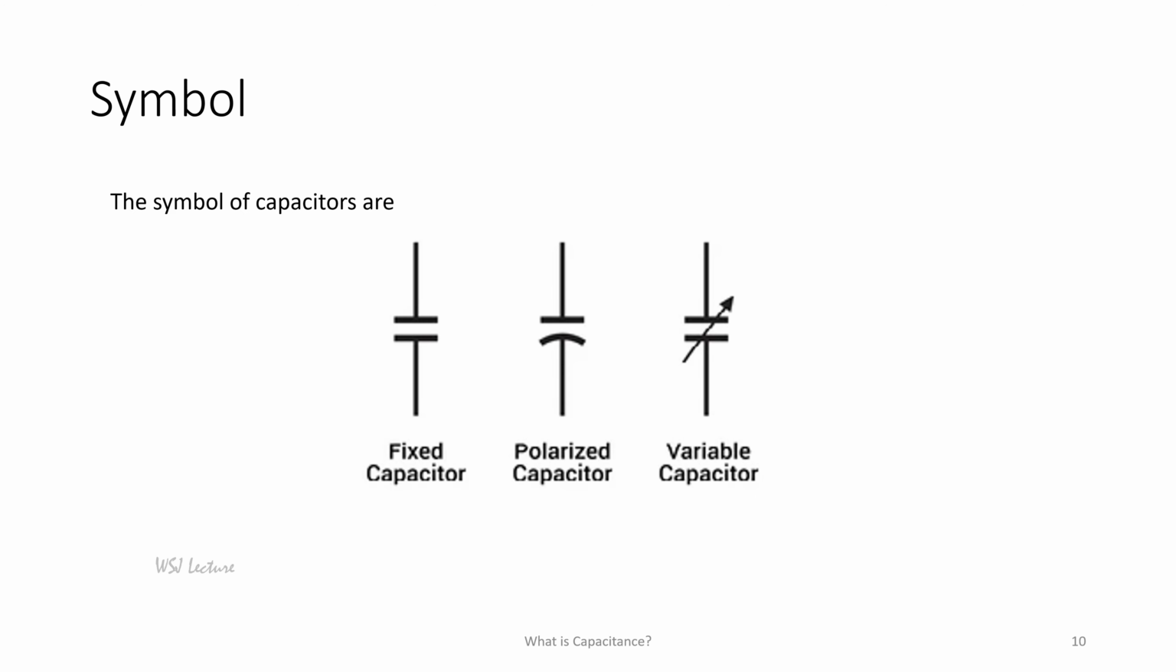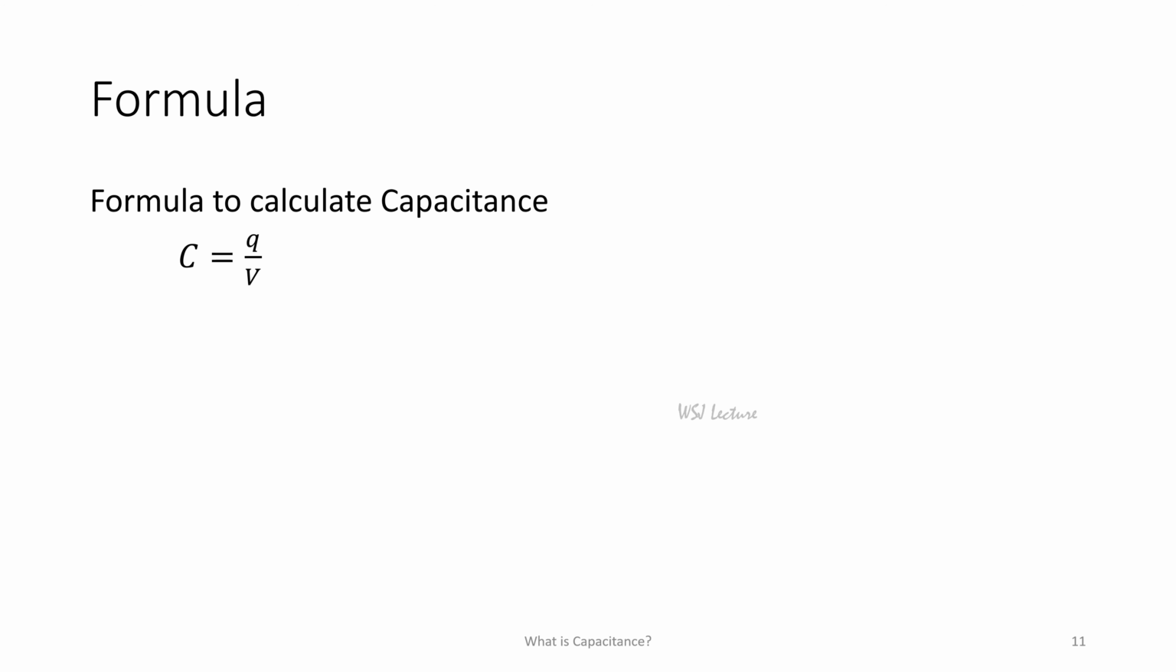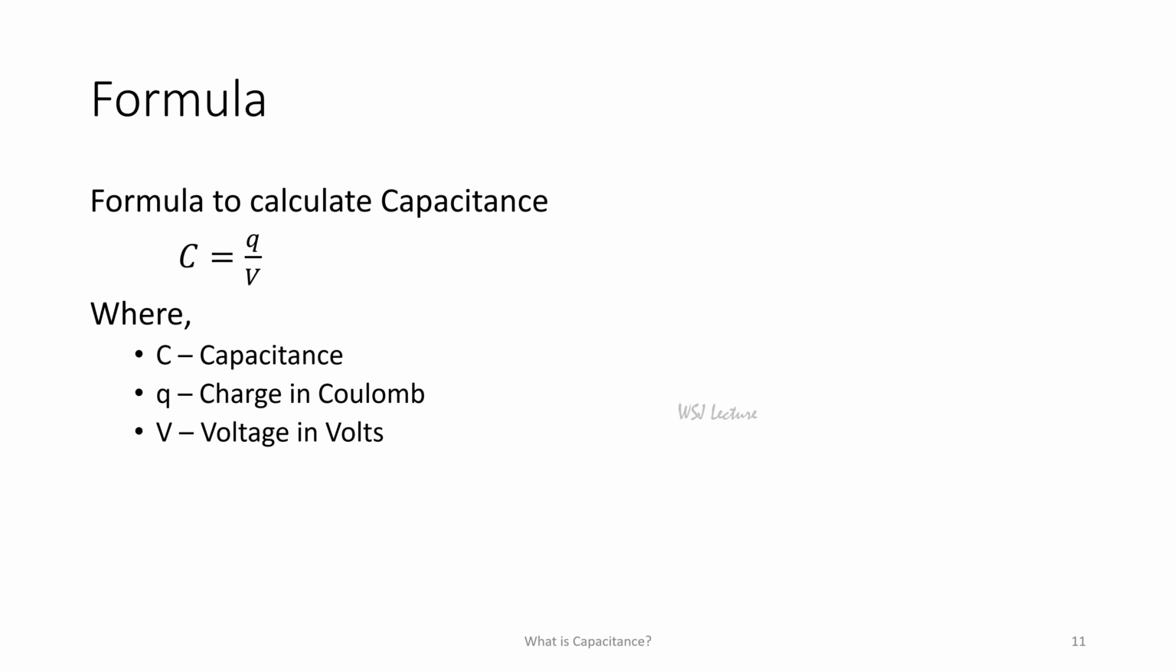The symbols of capacitors are shown below. There are three symbols. The first one is the fixed capacitor, the second is the polarized capacitor, the third is the variable capacitor. The formula to calculate capacitance is C = Q/V, where C is capacitance, Q is charge in coulombs, and V is voltage in volts.